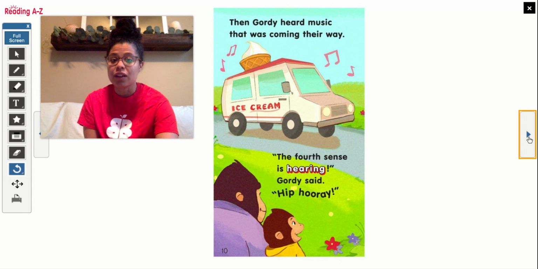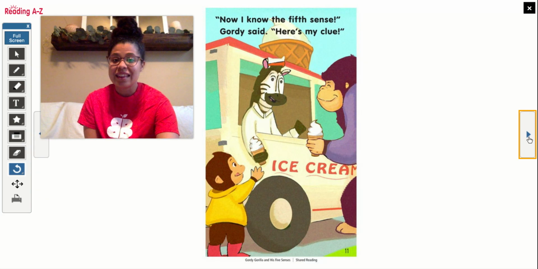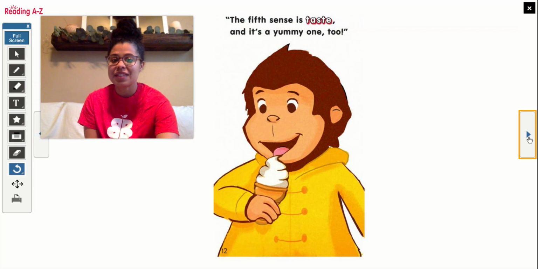Then Gordy heard music that was coming their way. "The fourth sense is hearing." Gordy said, "Hip! Hooray!" "Now I know the fifth sense," Gordy said. "Here's my clue. The fifth sense is taste, and it's a yummy one, too."